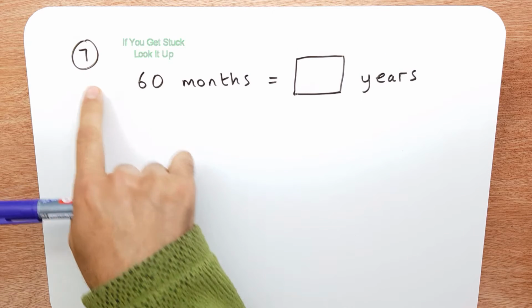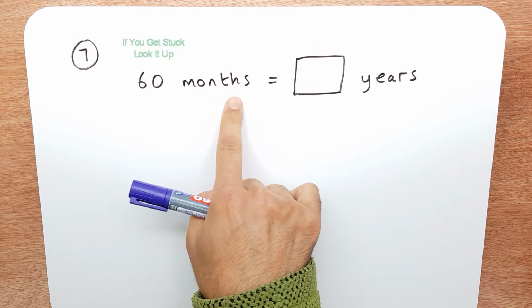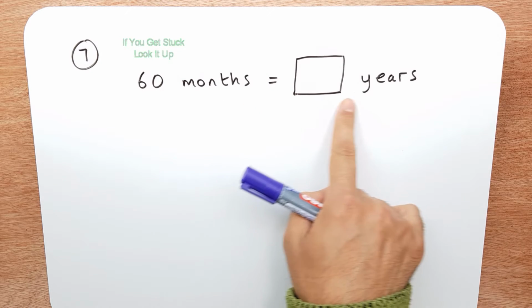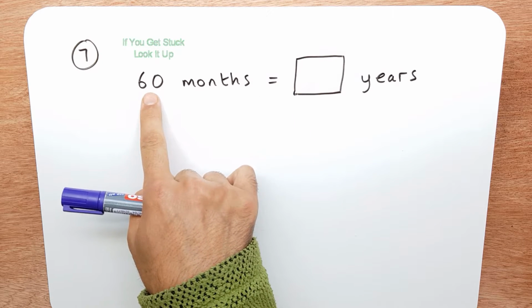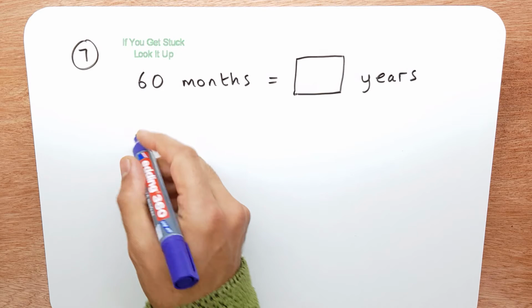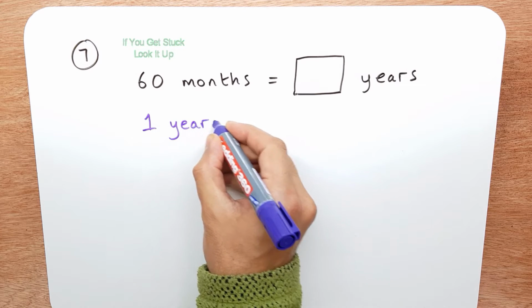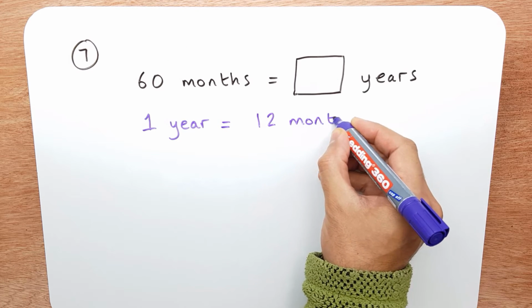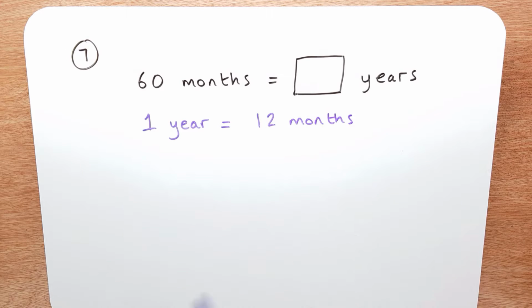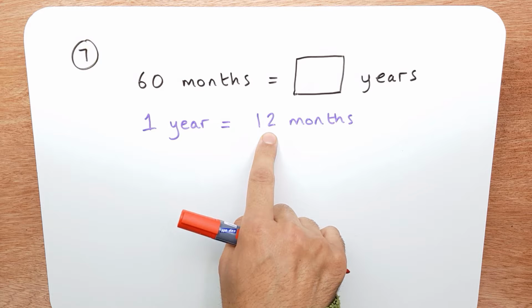In question 7, the first part, we're given 60 months is equal to so many years. So we don't know this number. So we have to work out how many years are there in 60 months. And we know 1 year is equal to 12 months. So now if I divide 60 by 12, I'll get the number of years.